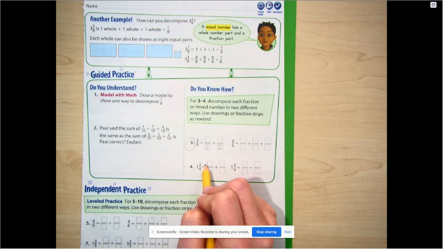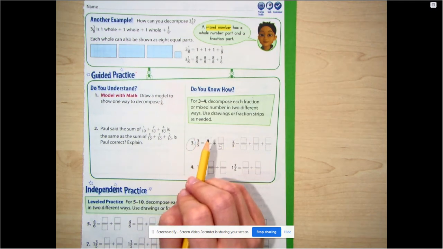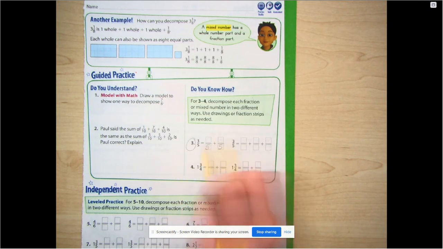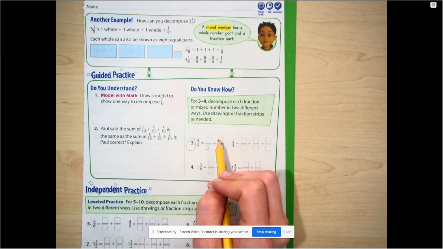So I'd like you to, right now, you're not going to pop this into the Edpuzzle, but I want you to just stop and think to yourself, what 2 numbers would I add up to get 3? Put that into your paper. Let me give you a few seconds.